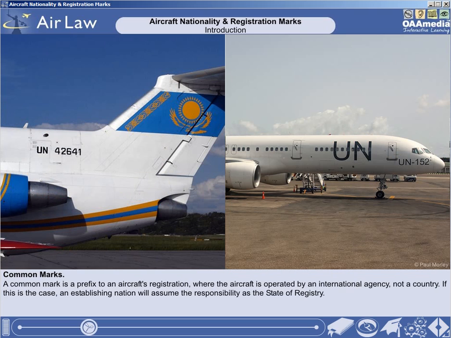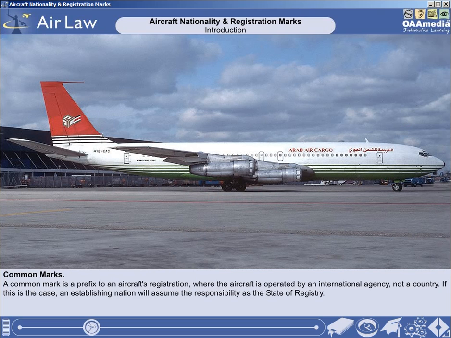A common mark is a prefix to an aircraft's registration, where the aircraft is operated by an international agency, not a country, like the Red Cross or United Nations. If this is the case, an establishing nation will assume the responsibility as the state of registry. This mark is assigned by the ICAO. A good example is the common mark 4YB, assigned to aircraft of the Arab Air Cargo, run by Jordan and Iraq. The state of Jordan assumes state of registry.